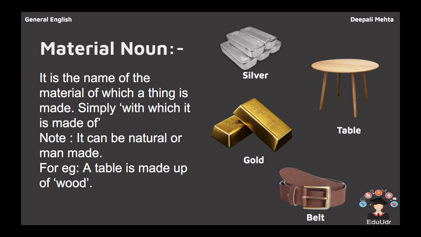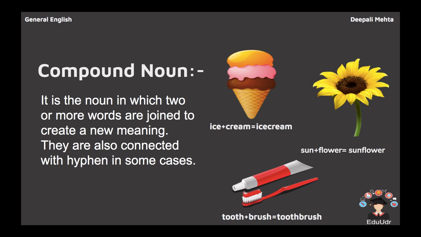Then comes compound noun. Compound noun means the nouns which are formed by joining two or more than two words to give a word which brings an entirely new meaning. For example, I take ice cream. Ice plus cream gives ice cream. Ice has its own meaning, cream has its own meaning. When I add these two, I get a new word which has a new, different meaning.